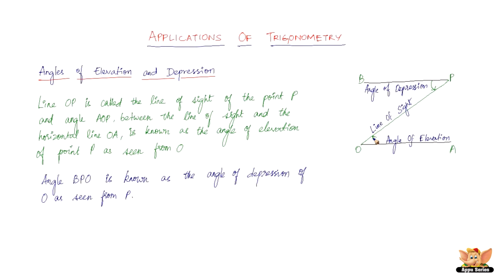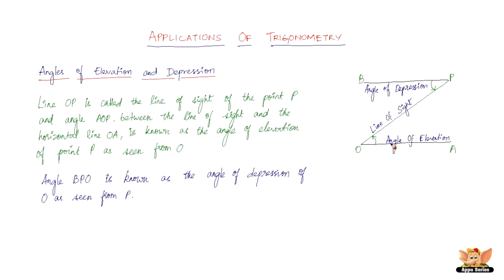Obviously, the angle of elevation of a point P as seen from point O is equal to the angle of depression of O as seen from P, because the lines OA and BP are horizontal and, most importantly, parallel to each other, right? That's the most important thing. They are parallel to each other.